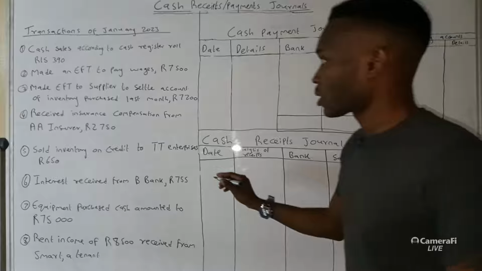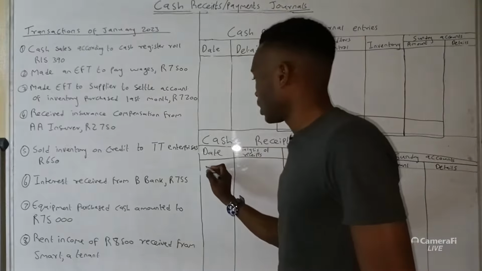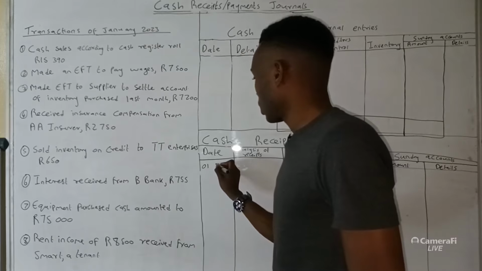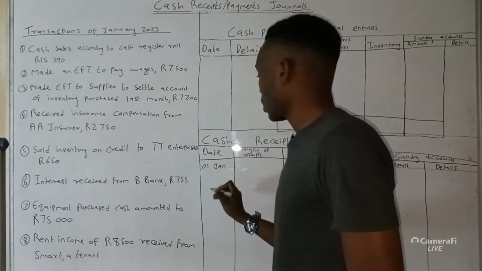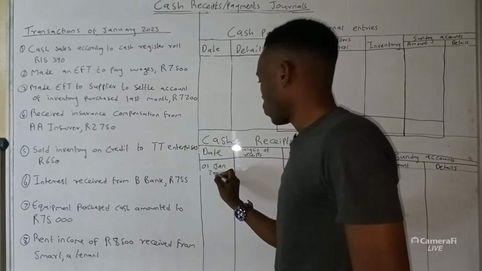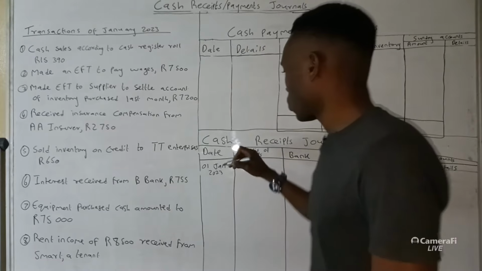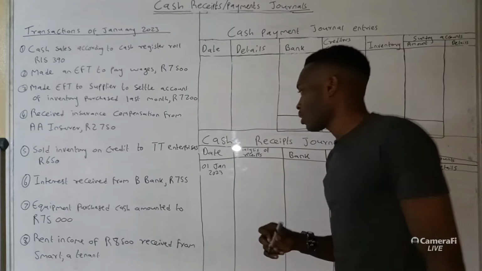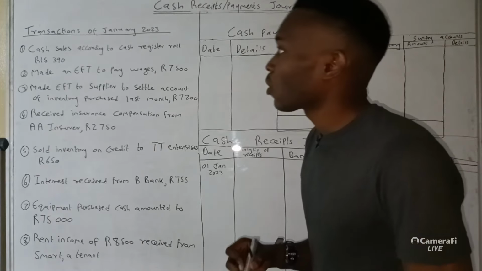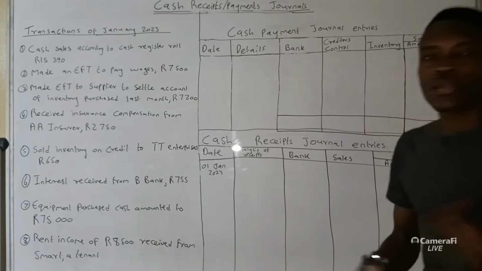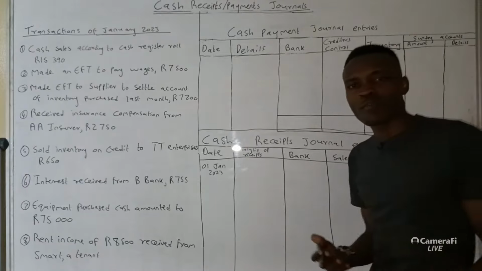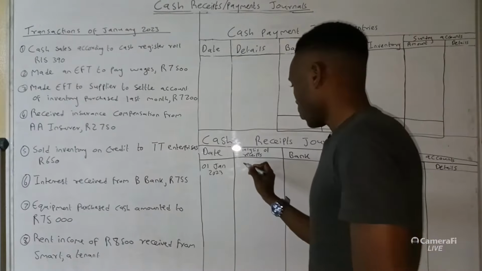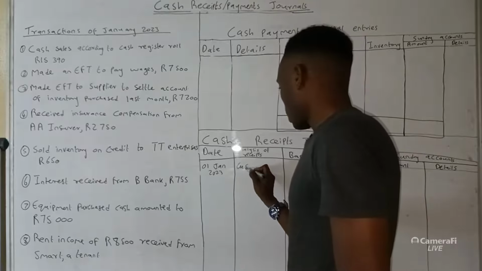All right, let's start with the date. The date will be 1 January 2023. So this is a cash receipt journal. All right, then the analysis of receipts. We are going to write where we received this money from. From the customers, of course, because we made a sale. Okay, it's going to be customers.